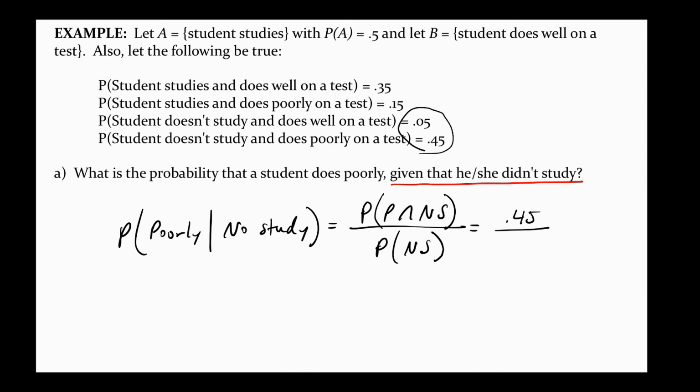There are a couple ways you can do it. You can add up these two numbers here because those are the only two paths where it doesn't study. Or at the beginning, it says, hey, 50% of them study. So that means the other 50% can't study or didn't study. So 0.45 divided by 0.5 is 0.9. So given that a student didn't study, what's the probability they don't do well on the test? 90% chance. Pretty high.